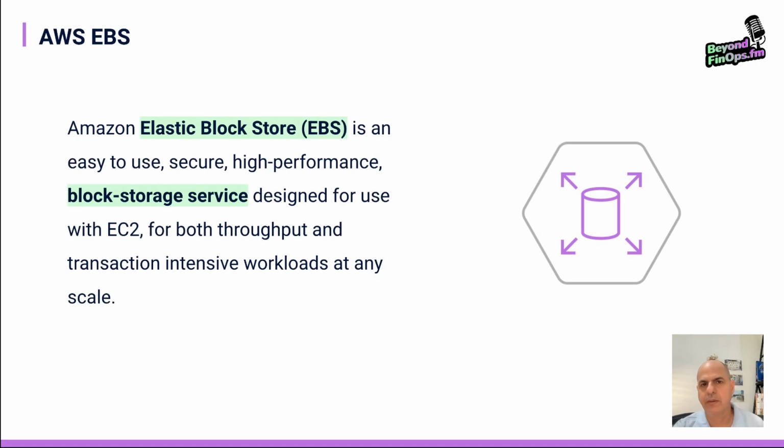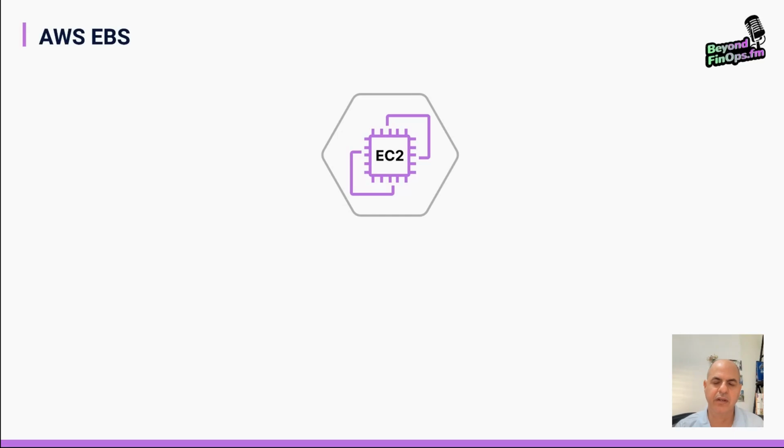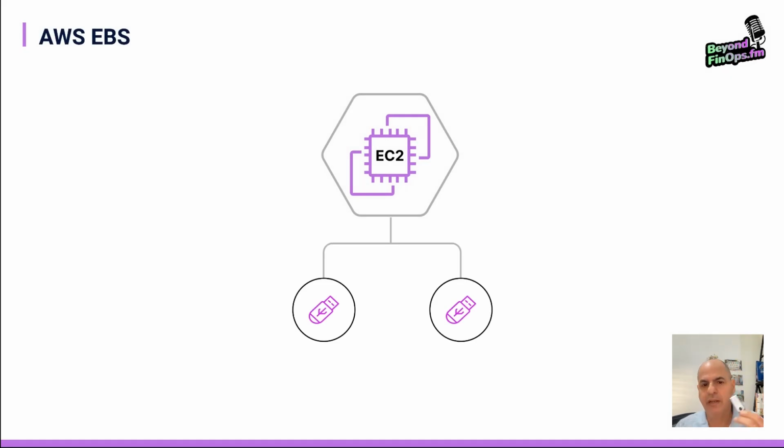So what is Amazon EBS? Amazon EBS is an easy to use, secure, high performance block storage service designed for use with EC2 for both throughput and transaction intensive workloads at any scale. That's the definition. In reality, if we want to make it simple, it's actually the USB drive, the disk on key that we attach to our EC2 instances.